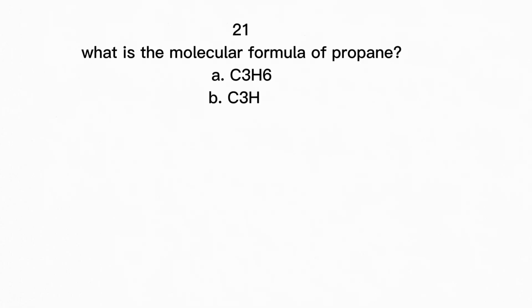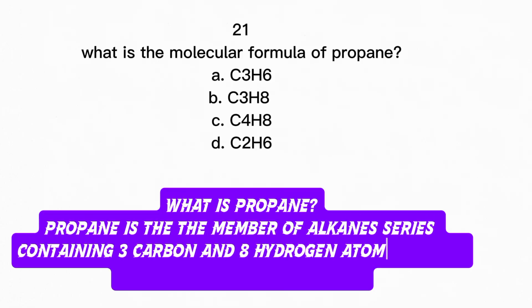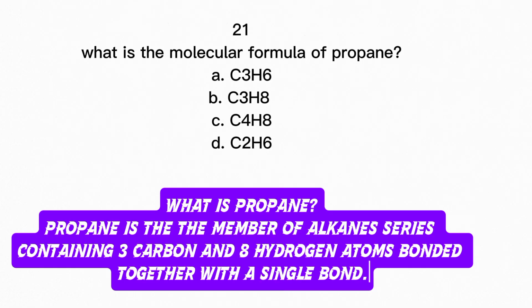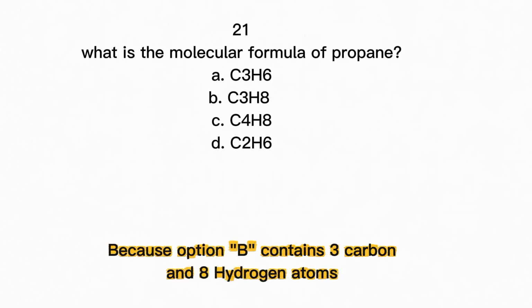Question 21. What is the molecular formula of propane? A. C3H6, B. C3H8, C. C4H8, D. C2H6. What would be the answer? Let's first of all know what propane is. Propane is a member of the alkane series containing 3 carbon and 8 hydrogen atoms bonded together with single bonds. From this definition, B is our correct answer, because B contains 3 carbon and 8 hydrogen atoms.